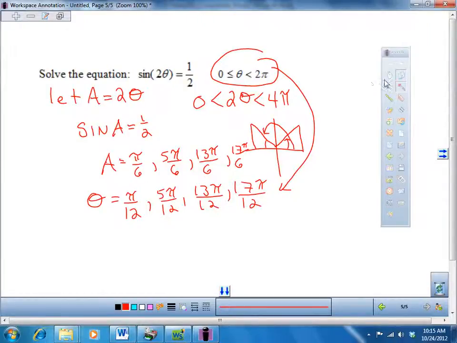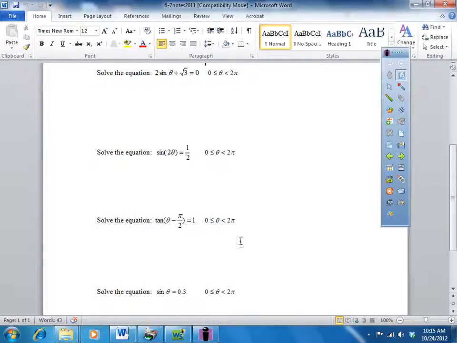Okay? All right, 2 more example problems. We'll get there. So with this one, all you have to do is add pi over 2 to your answer. You could do a substitution like I did in the last case, or you could just do it that way.